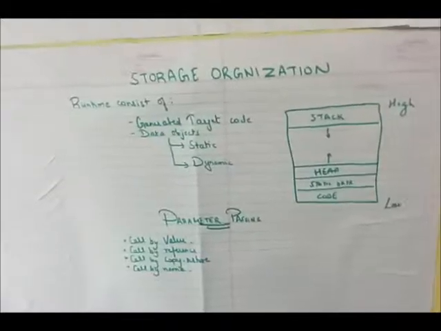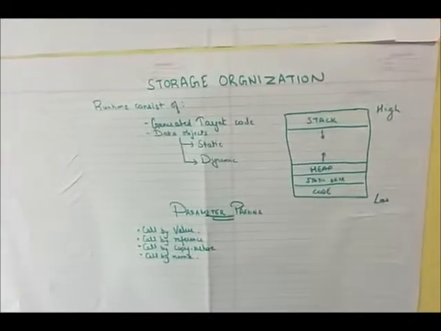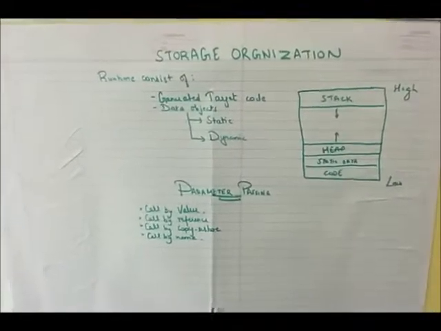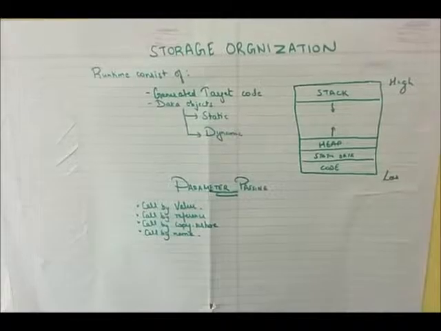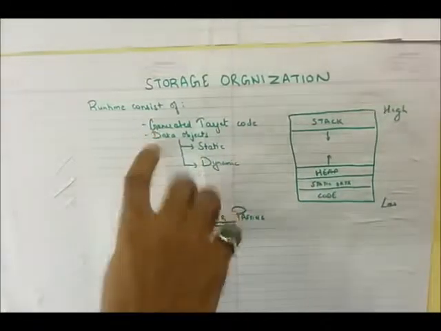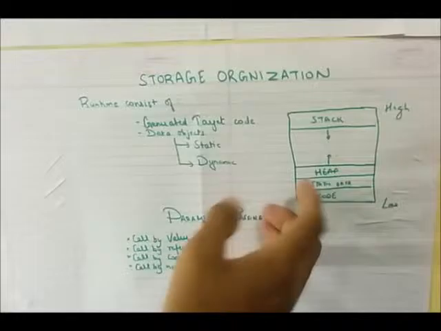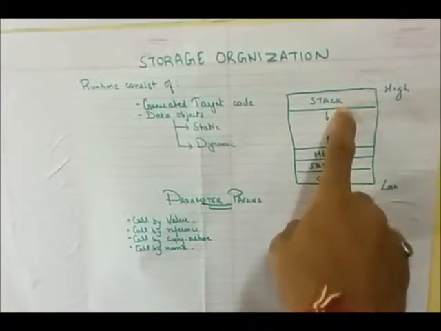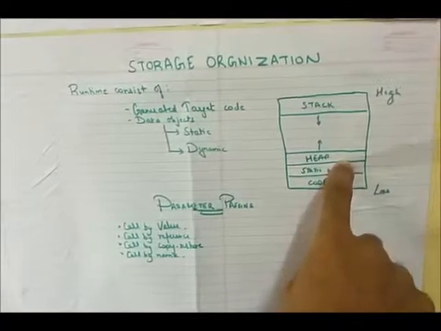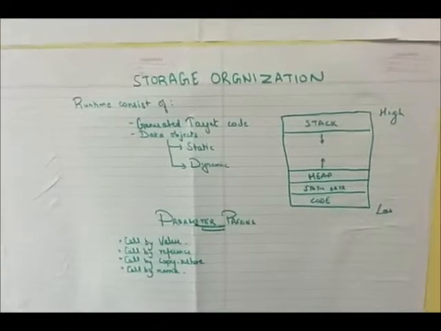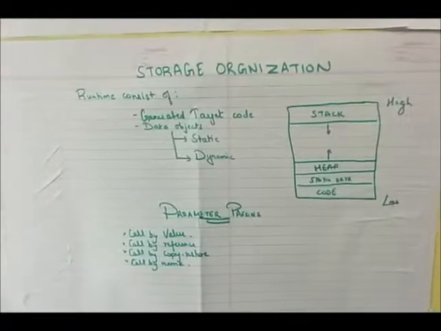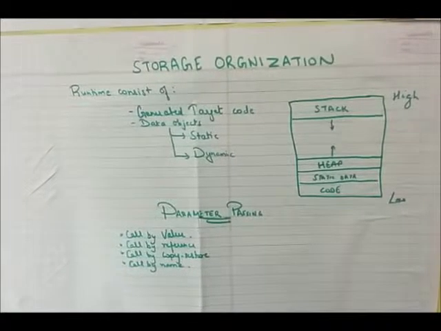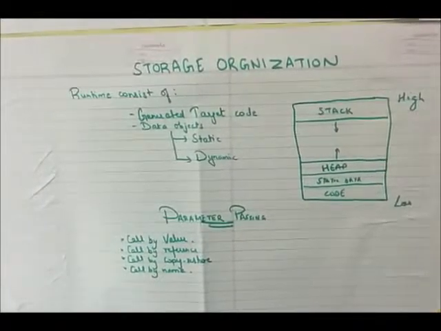Storage organization. It means how data is stored in the PC and how the compiler reads it from the memory register. Runtime consists of generated code and data objects, and it has two types: static and dynamic. Static is stored in the static area, and dynamic is stored in the heap. Stack is used to keep track of all the procedure activities. For a procedure call sequence, the status is saved on the stack.